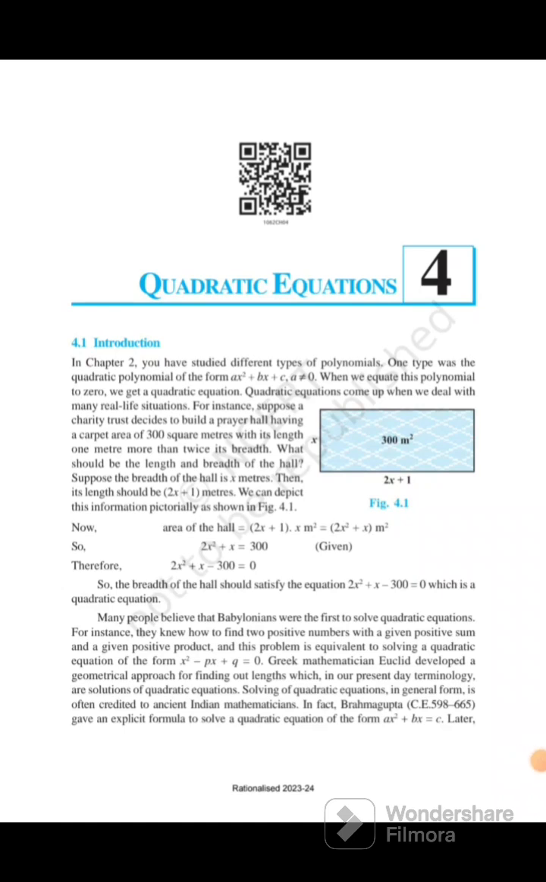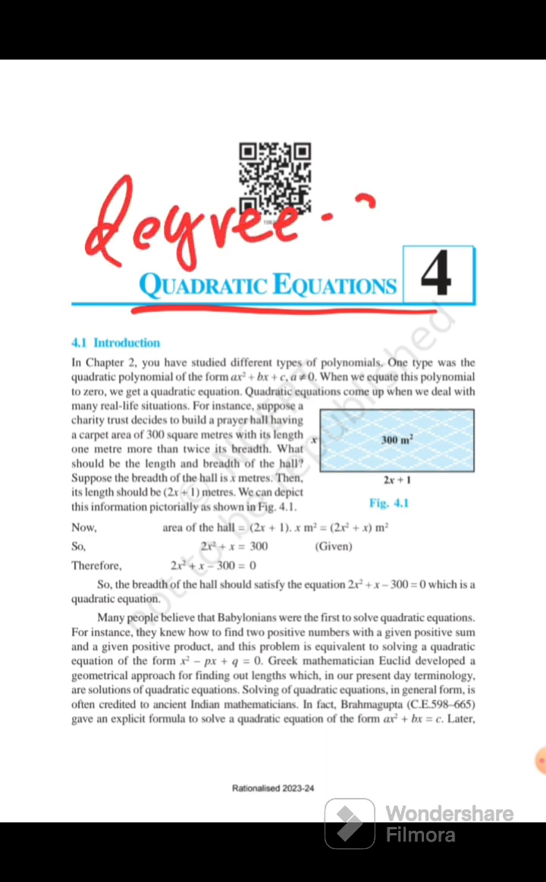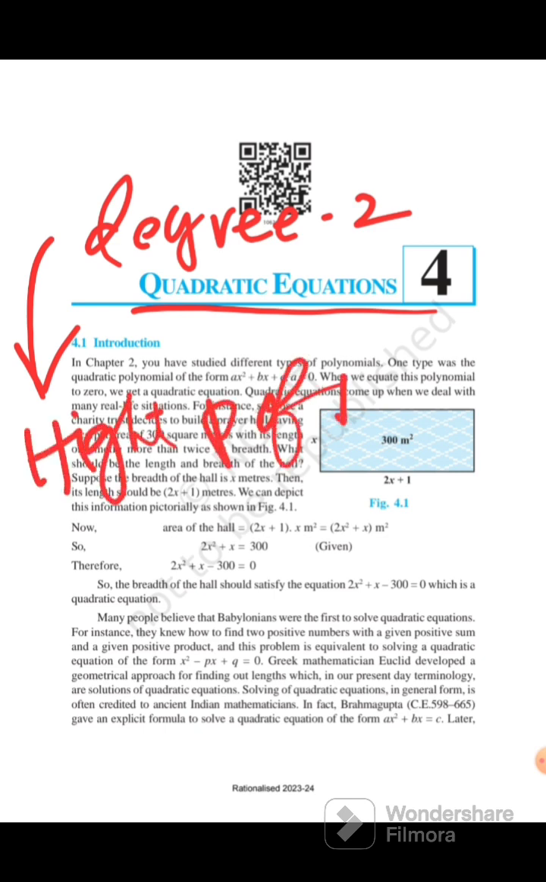So today we are going to see a new chapter in maths, that is quadratic equations, chapter 4. This chapter is about the name itself. You can easily find out that quadratic equation means nothing but which has degree as 2. Degree means what? The highest power. The highest power of the variable is called degree.